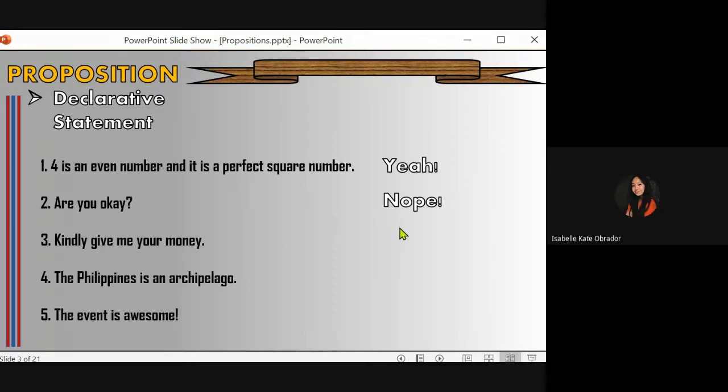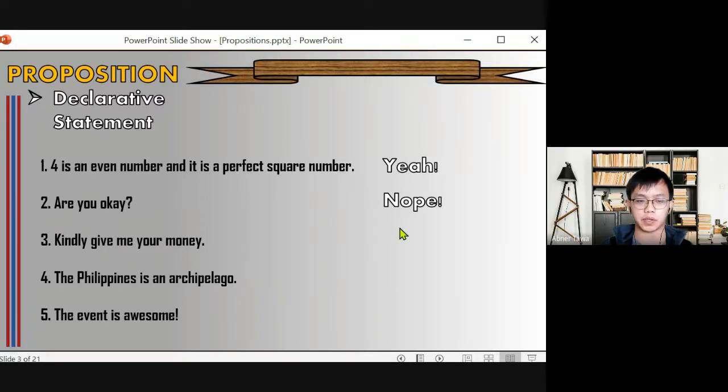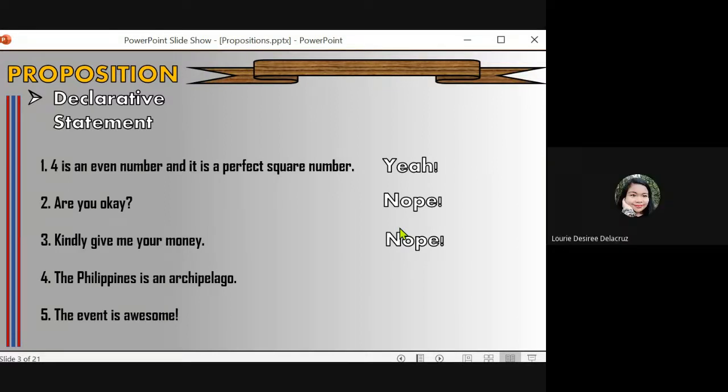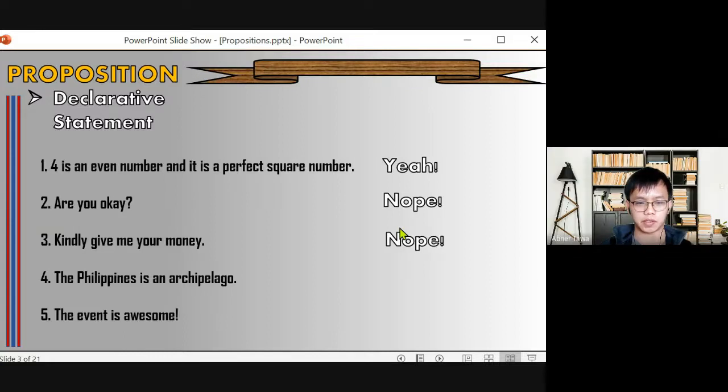Sir, ano siya, nag-give ng command, ganun, imperative sentence. Okay, so very good. It is an imperative sentence. So number 3 is not a declarative statement. How about number 4? How about the others? Yes, Lori? Okay, very good. So it is a declarative statement. And next, number 5. How about number 5? How about the others?